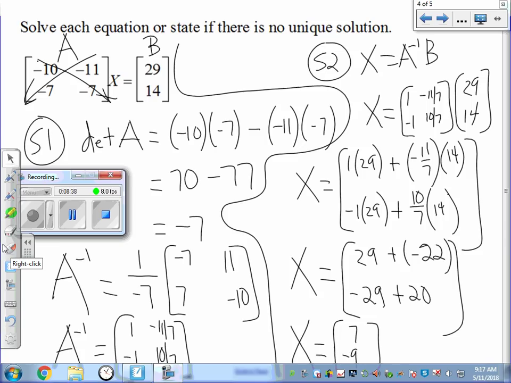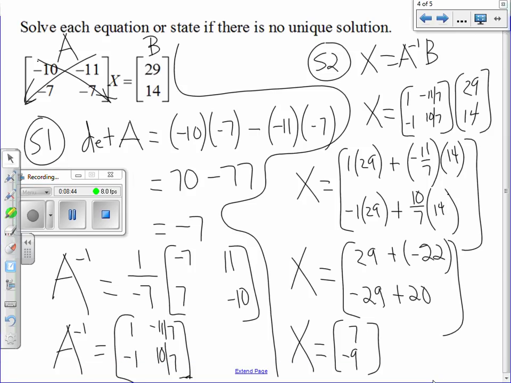All right, check it out. The answer that I got for my capital X is 7, -9. That's what's inside my matrix X. I found the determinant to be -7. I calculated the inverse and got this pretty looking thing. I took that pretty looking thing and I plugged it into X equals A inverse B. Here's my A inverse. B is the 2914, and I simply did matrix multiplication to get 7, -9.